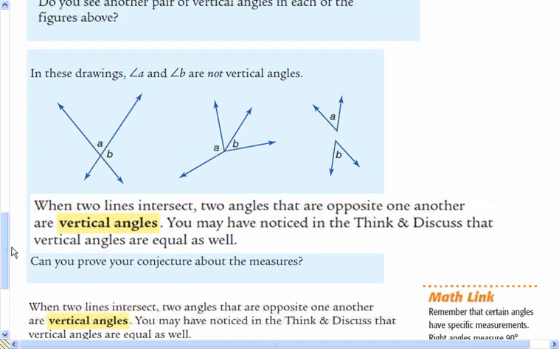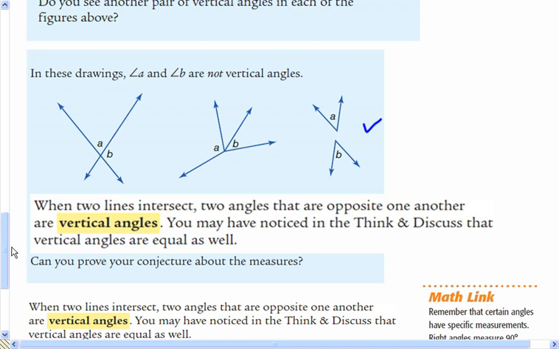In these drawings, angle A and angle B are not vertical angles. In drawing 1, A and B are adjacent angles. And in this one, A and B are not vertical angles because they're not created by the intersection of two lines. And in this drawing, angle A and angle B are not vertical angles because, again, they're not the intersection of two lines. So when two lines intersect, two angles that are opposite one another are vertical angles.